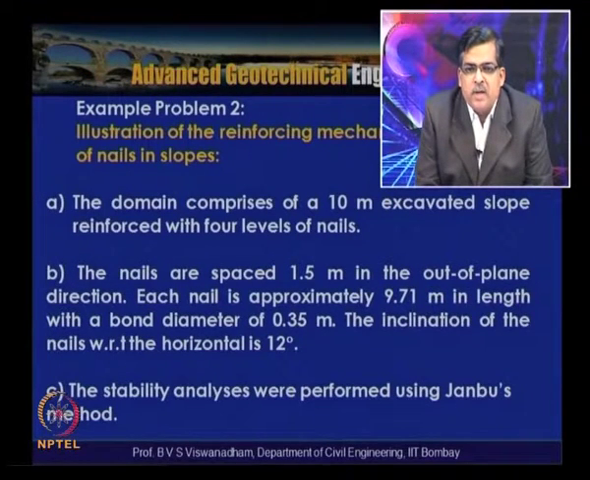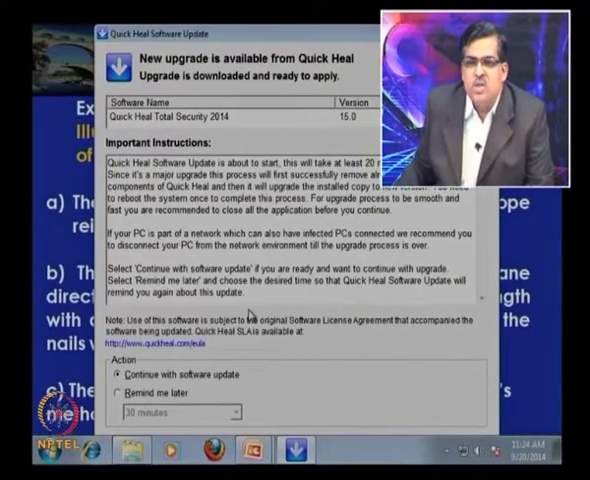So in this particular example the reinforcing mechanism of nails in slopes is discussed. It is a 10 meter high excavated slope reinforced with 4 rows of nails, that is, at 4 levels the nails are placed. Generally in the case of excavation, as the excavation proceeds, a top down approach is adopted: the nails are installed, and then the next level of excavation is done.